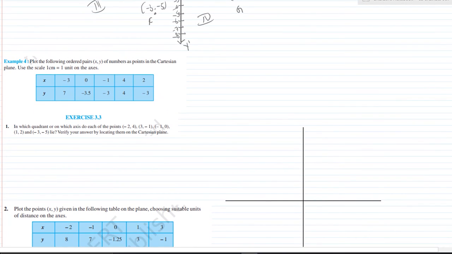Plot the following points as ordered pairs in the xy graph, the Cartesian plane. Use a suitable scale. Suppose you're taking the x-axis as one unit each, like 1, 2, 3, here also 1, 2, 3. So the scale, always when you're plotting a graph, you should always write the scale. Scale of x-axis is equal to 1 unit, because 2 minus 1 is 1, and y-axis is 1 unit.